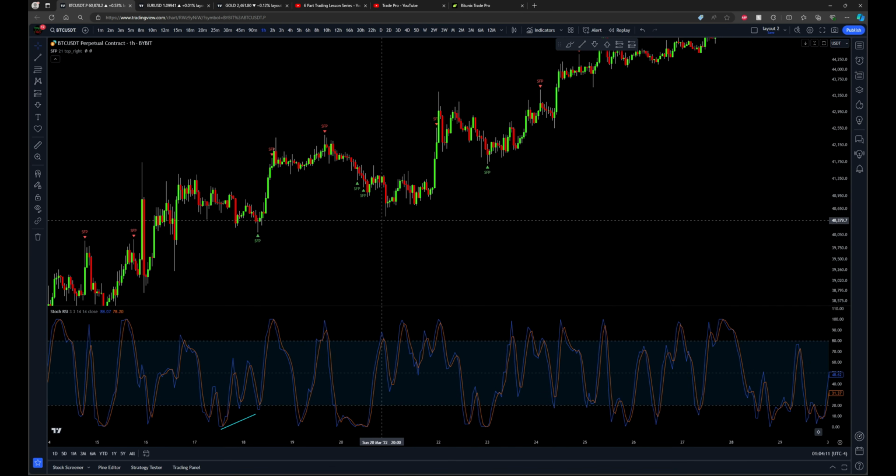So we get some swing failures here. We don't get a swing failure on this very bottom here, but what we do get is our first regular bullish divergence. So, hourly regular bullish divergence here. Look for that 4-hour reset here, 4-hour fully reset into oversold. Bullish divergence hourly. That is a solid situation there.